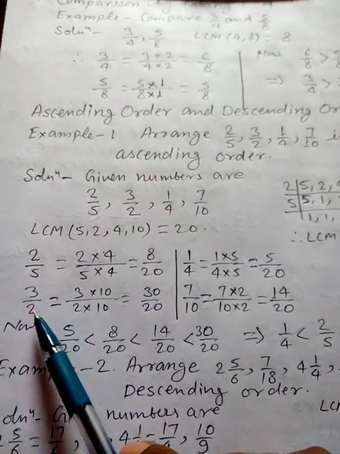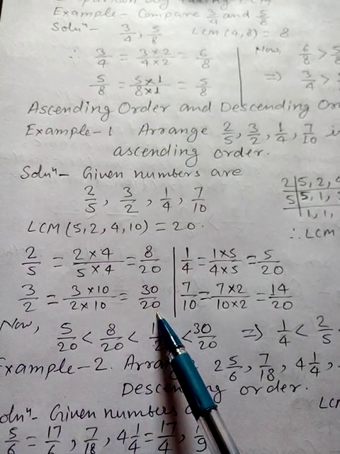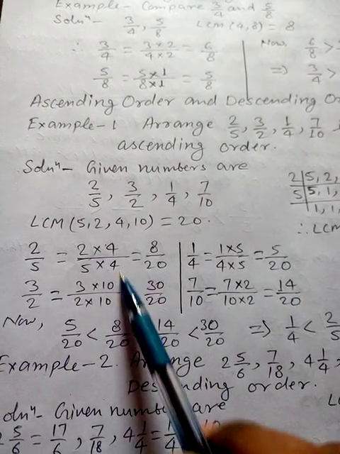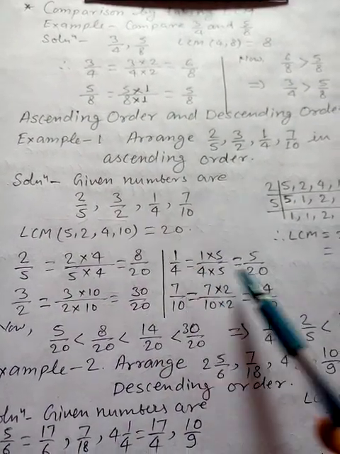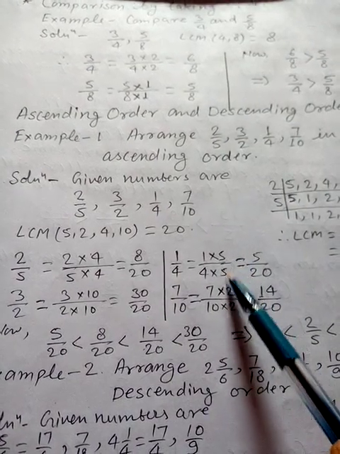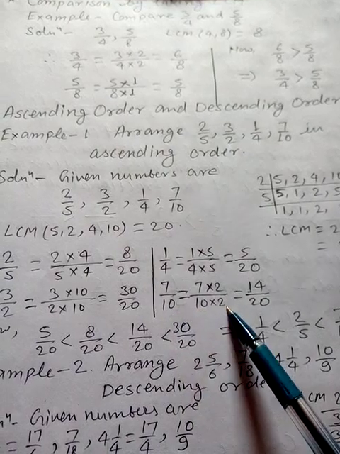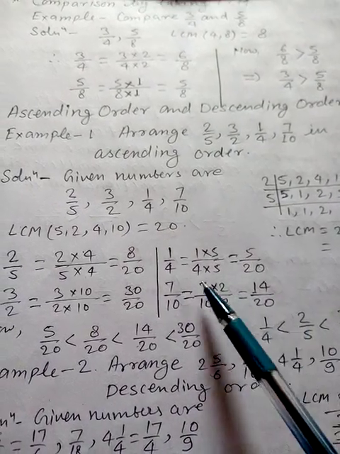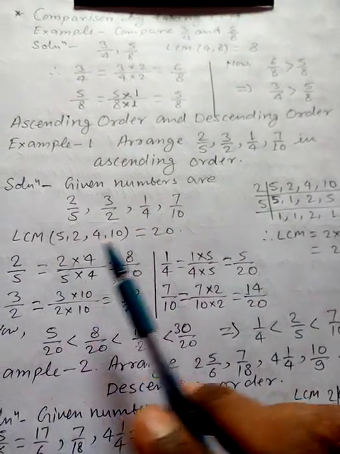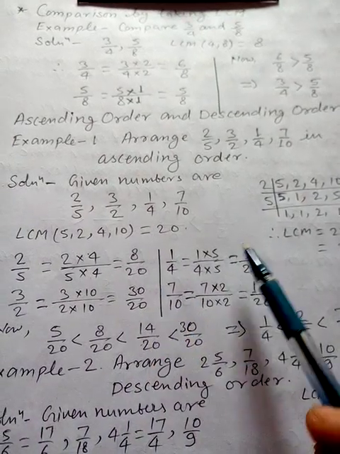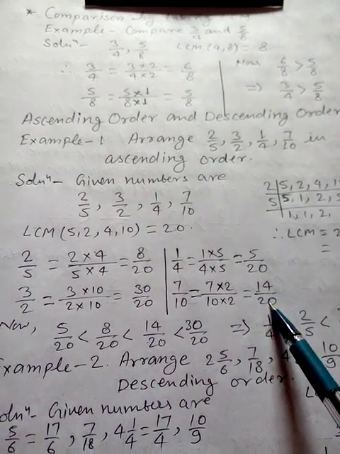3 by 2, so 2 is multiplied by 10, then it will be 20, so multiply by 10 both. 1 by 4 can become 20 by multiplying by 5, so we multiply by 5 both. Then 7 by 10, so 10 is multiplied by 2, then we get 20, so we multiply both by 2. Now the numbers are 8 by 20, 30 by 20, 5 by 20 and 14 by 20.